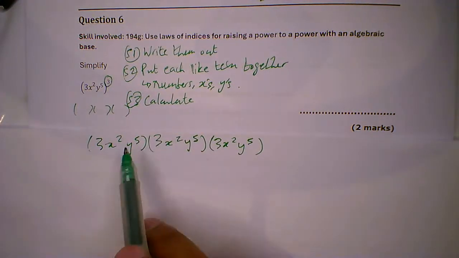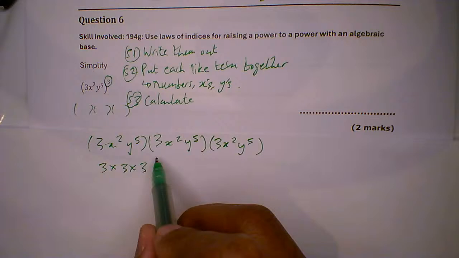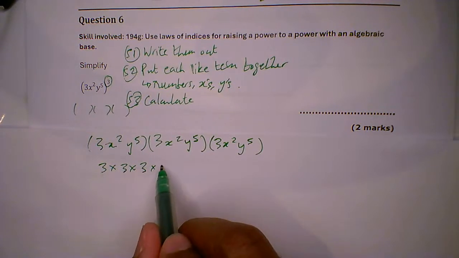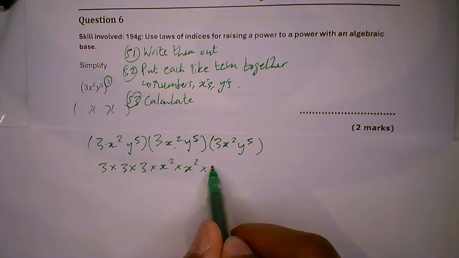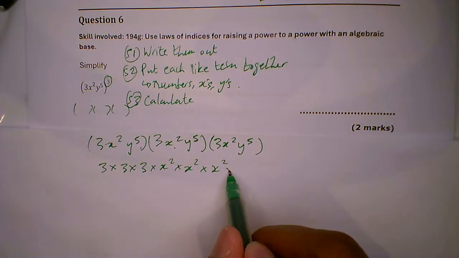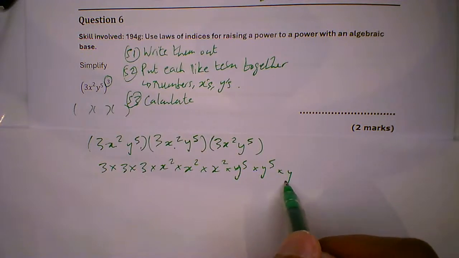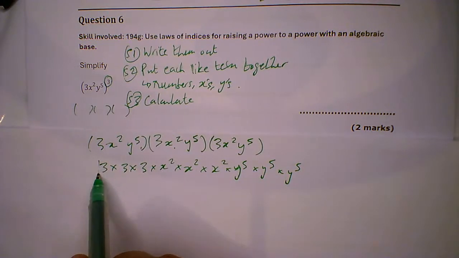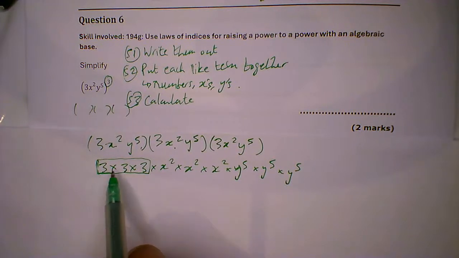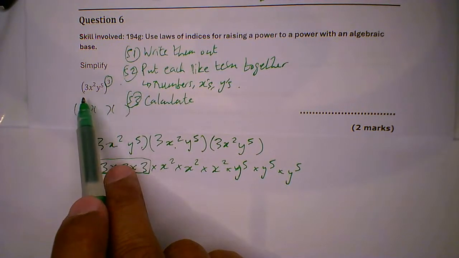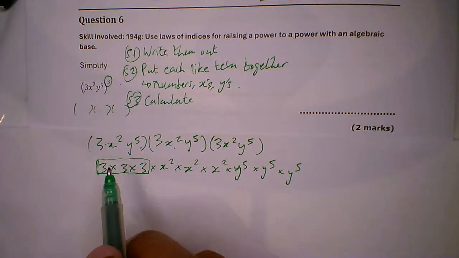So this means multiply. So I'm going to put the numbers together now. 3 times 3 times 3 times x squared times x squared times x squared times y to the power 5 times y to the power 5 times y to the power 5. Now usually this is the bit where students make a lot of mistakes. They usually forget that it's 3 cubed. That's where a mistake usually happens. 3 times 3 times 3 is 27.